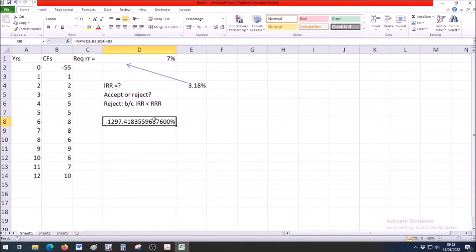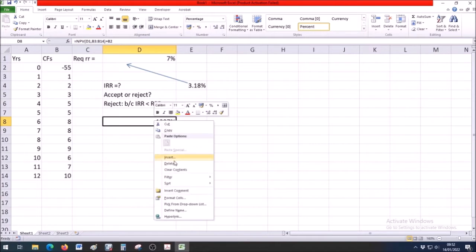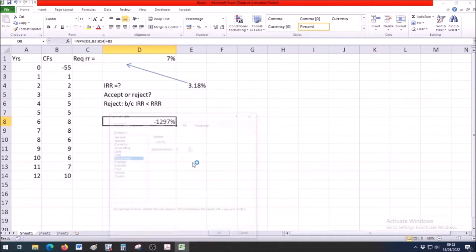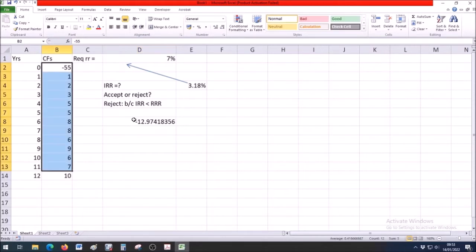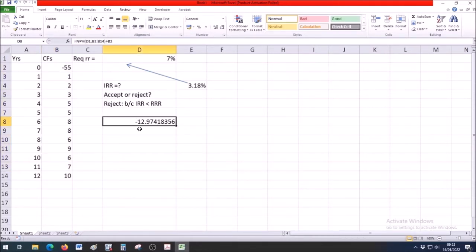Enter. And the computer thinks it's in percentages, perhaps because we already have some percentages here. So let me cancel that. If you have a similar problem on your exam, you can just right click, go to Format Cells, and go to General, click OK. So this project loses 13 million.